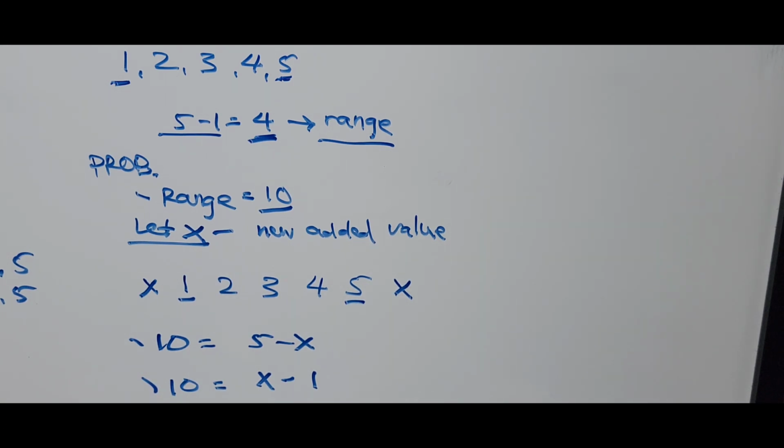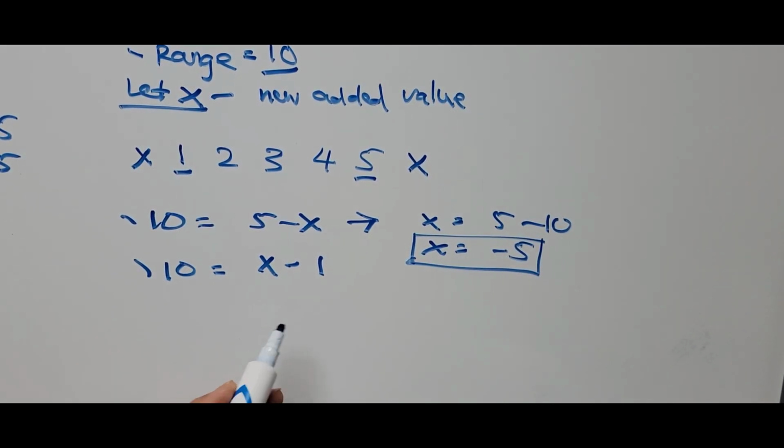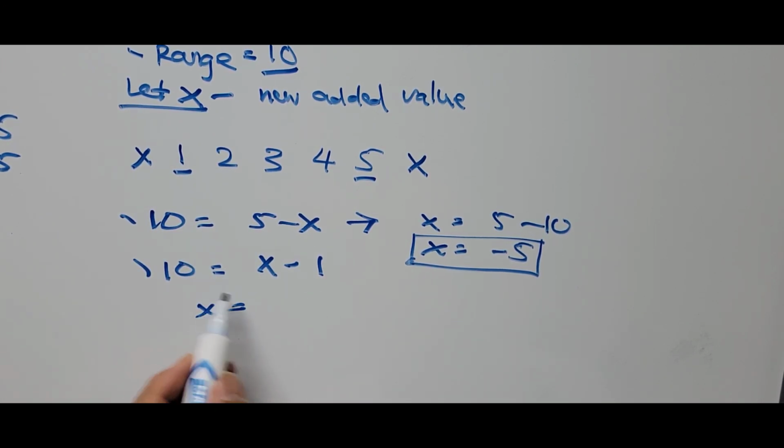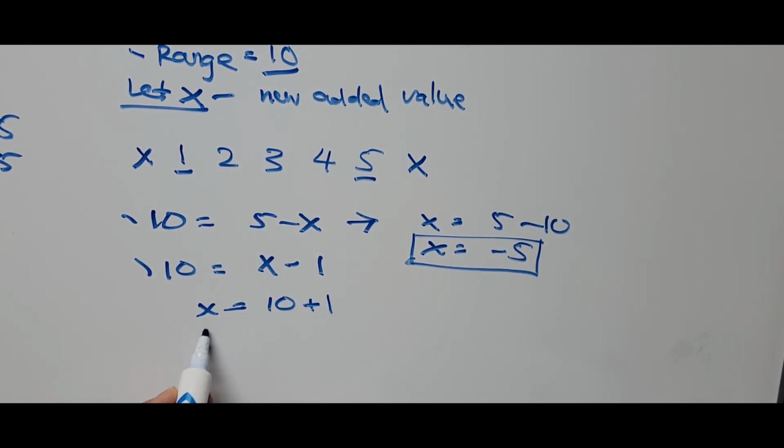So all we have to do now is simplify these equations. Transposing this x to the other side, x is equal to 5 minus 10, so this is equal to negative 5. That is one of the possibilities. And the other one is to simplify the second equation. So x is equal to, transposing 1 to the other side, 10 plus 1. x is now 11. So these are the two values, negative 5 and 11.